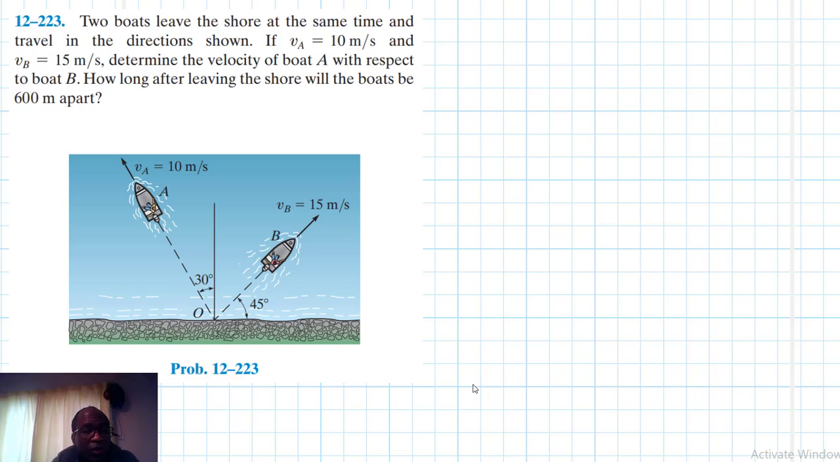The problem reads: two boats leave the shore at the same time and travel in the directions shown. If VA is equal to 10 meters per second and VB is equal to 15 meters per second, determine the velocity of the boat A with respect to boat B. How long after leaving the shore will the boats be 600 meters apart?